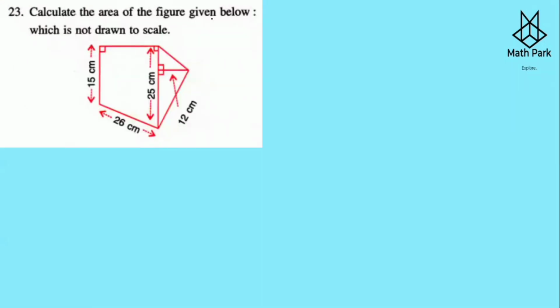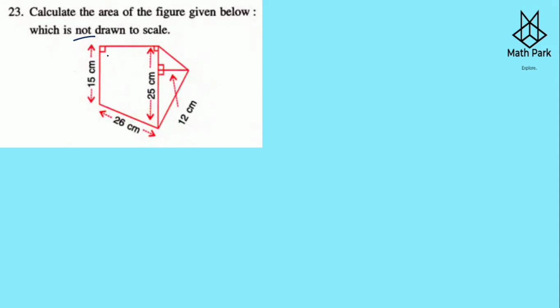Calculate the area of the given figure, which is drawn not to scale. Drawn not to scale means it is not exactly to the 15 centimeter. Not to scale means we cannot draw the entire building on a paper. Like a scale drawing, where 25 centimeter in real life should actually be 5 on a paper. But in real life, it is 25. So we need to draw.